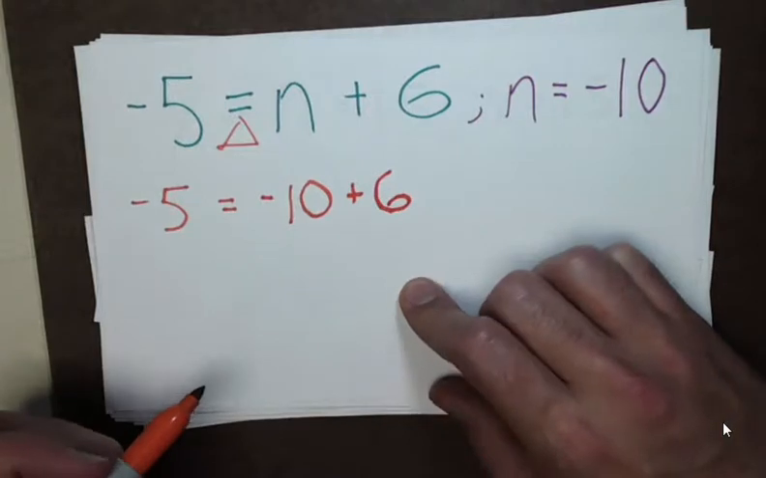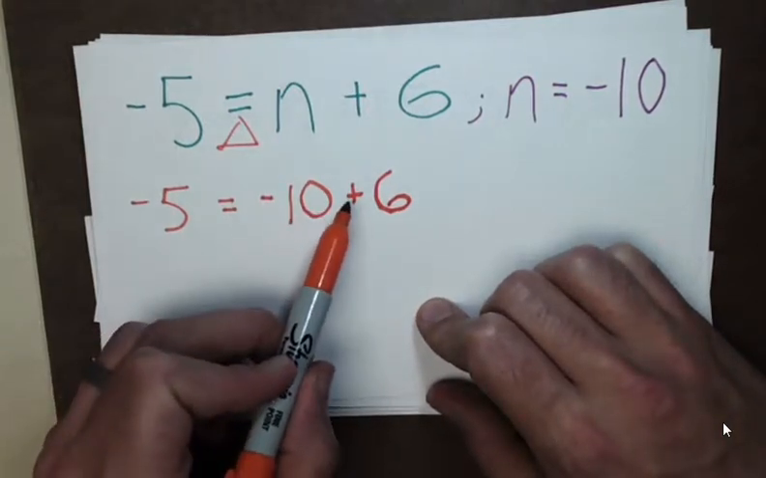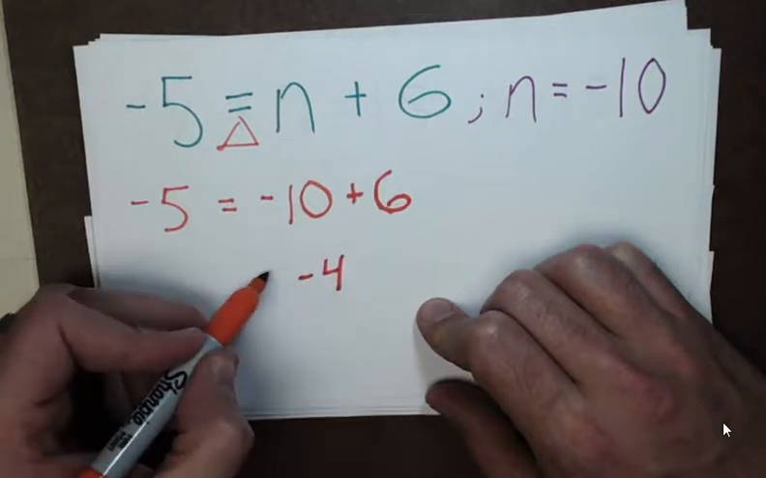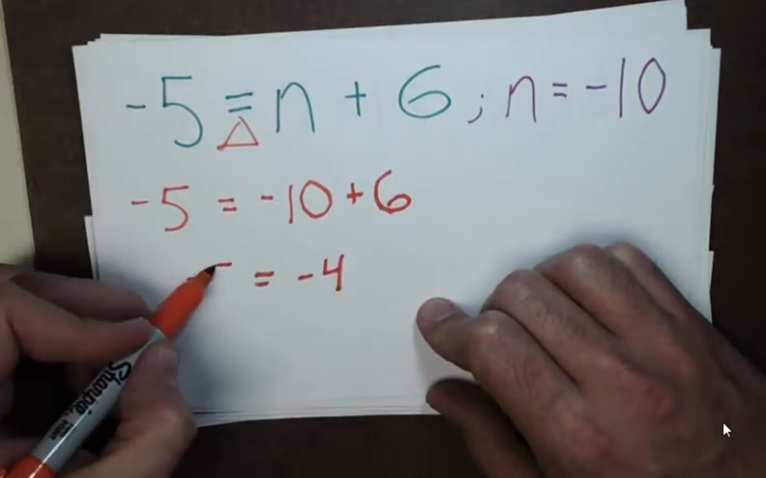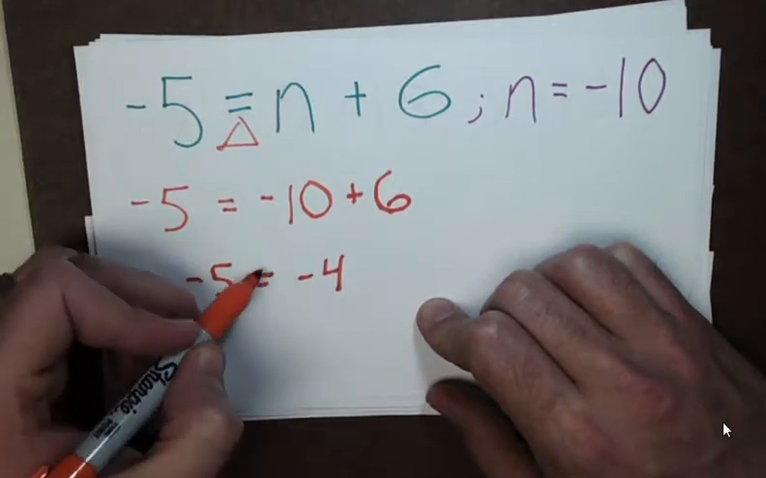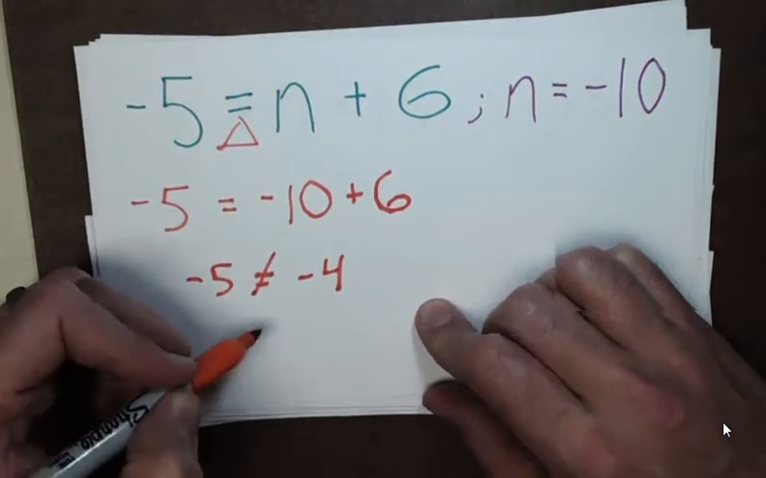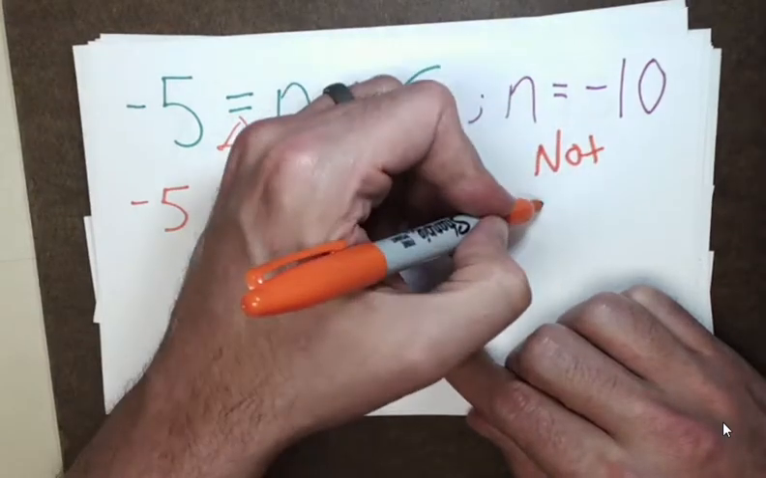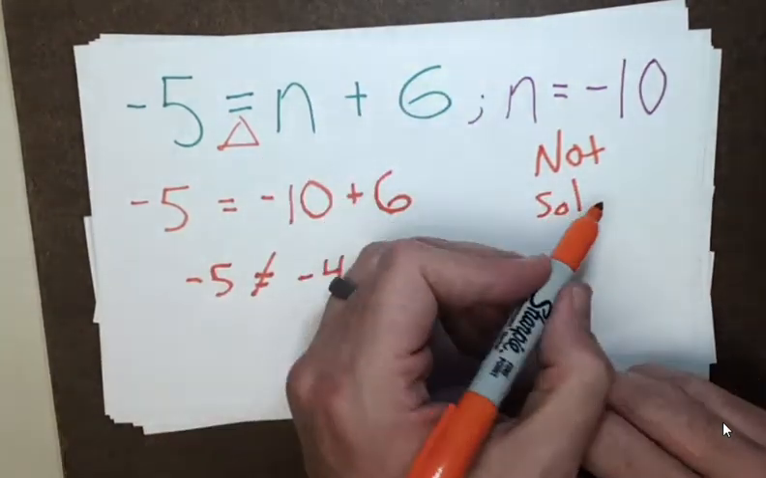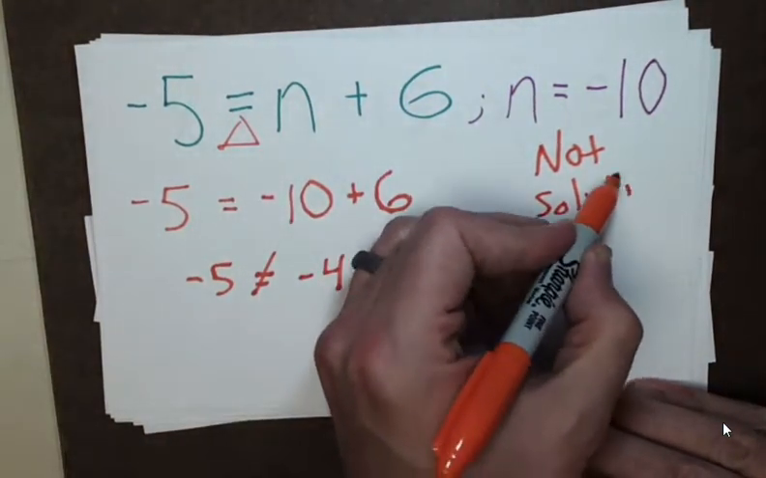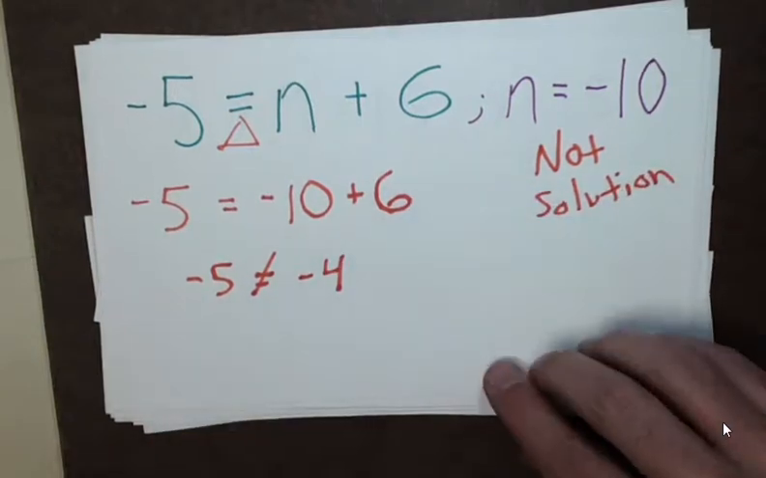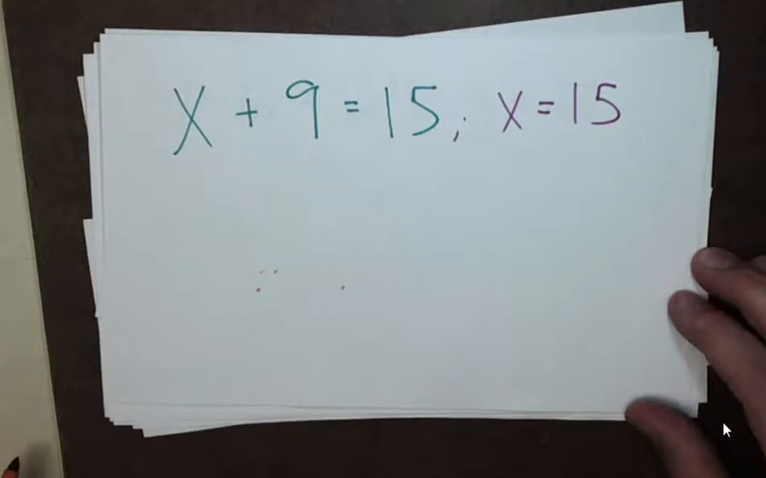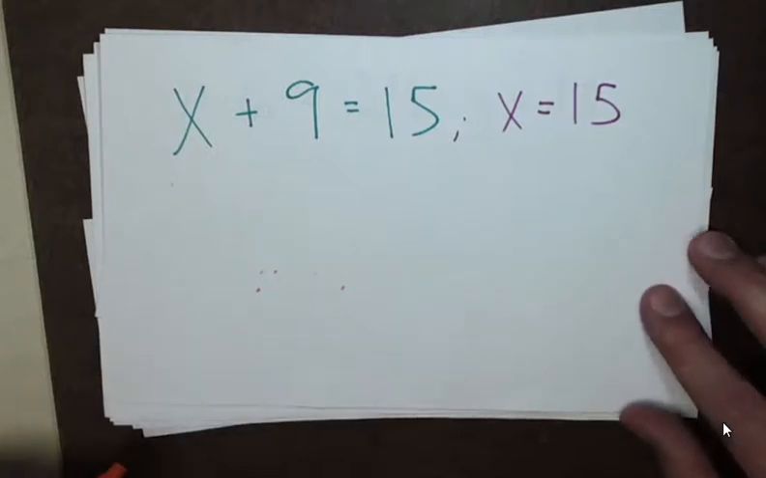Thanks, guys. Okay, so if we take negative 10 and we add 6 to it, we get negative 4. And let's face it, negative 4 and negative 5 are not equal to each other. So this one right here is not a solution. Not a solution.